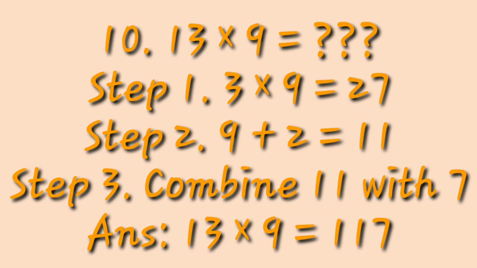And the last question that we have done was 13 into 9. So I think all the steps you know. The first step is 3 into 9, that is 3 9s are 27. In step 2 again, you have to add the multiplier 9 with the tens place of 27, that is 2. So 9 plus 2 is equal to 11. And in step 3, you have to combine the 11 with the 7 of 27. So after combining, you will get the answer as 117. So 13 into 9 is equal to 117.